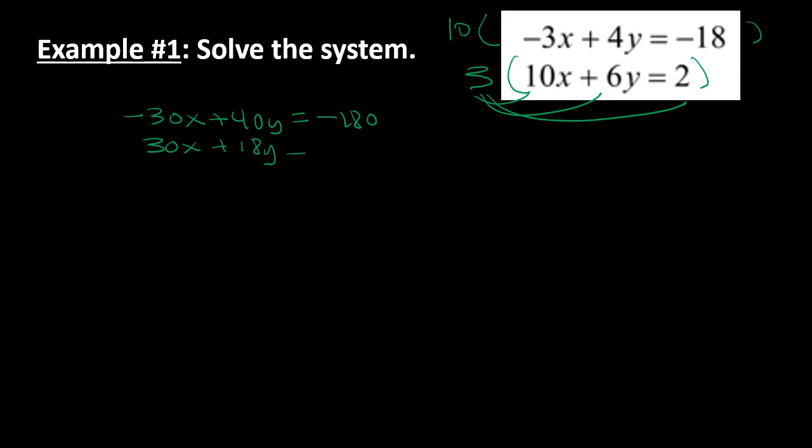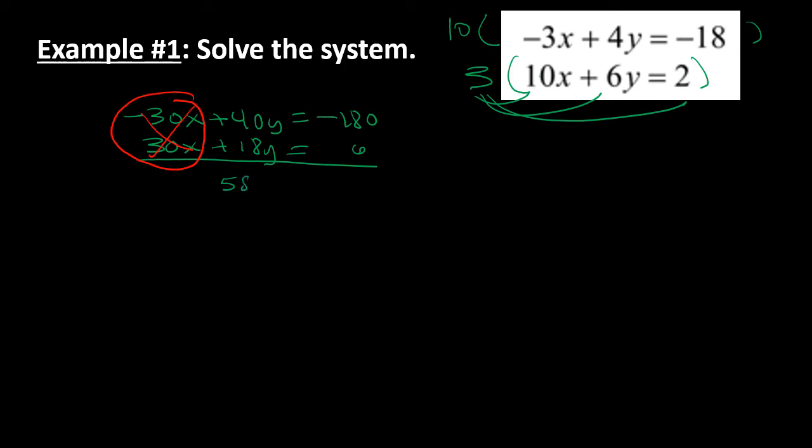And 3 times 2 is 6. So some people will call this method combination because we're going to combine the equations in order to eliminate a variable. My goal was to eliminate x, so now when I look at these two variables here and I add these two together, these go away, and that was part of why I chose the 10 and the 3, is because I needed those to be opposites.